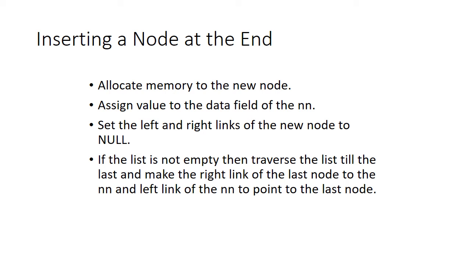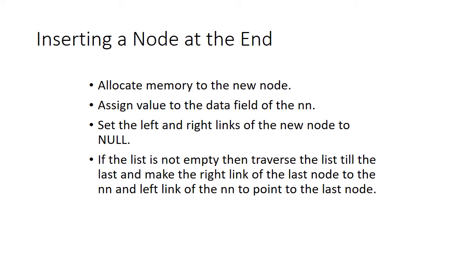Okay, let us see this. I have to allocate the memory for the new node. I have to enter the data in the data field of the new node, and initially I am making the left pointer as well as right pointer null. If the list is not empty, then I should travel the list till the last node, and make the right pointer of the last node point to the new node, and the left pointer of the new node point to the last node. Okay, that is vice versa.